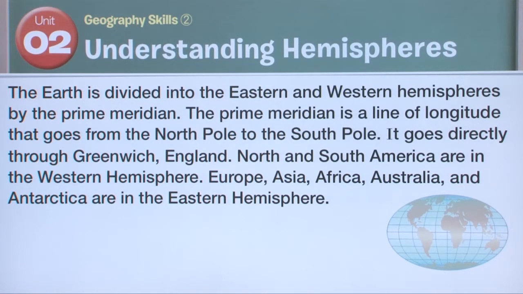North and South America are in the Western Hemisphere. Europe, Asia, Africa, Australia, and Antarctica are in the Eastern Hemisphere. There, good reading. Thanks for reading with me. Now let's go back and take a look at that one more time.